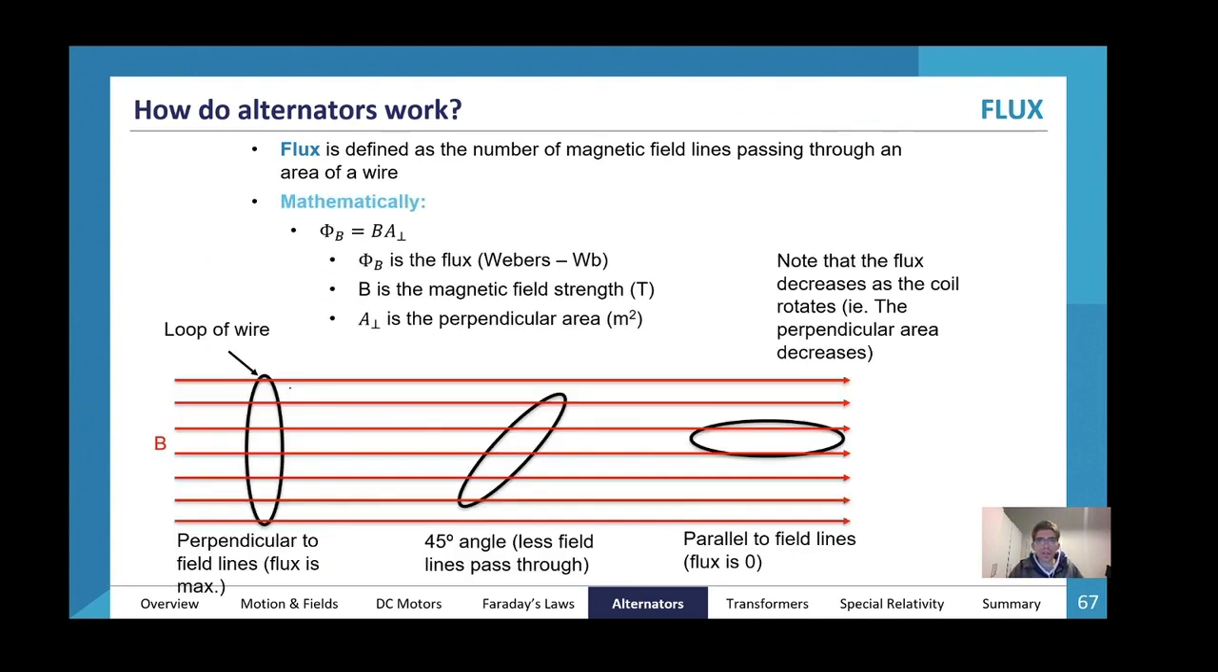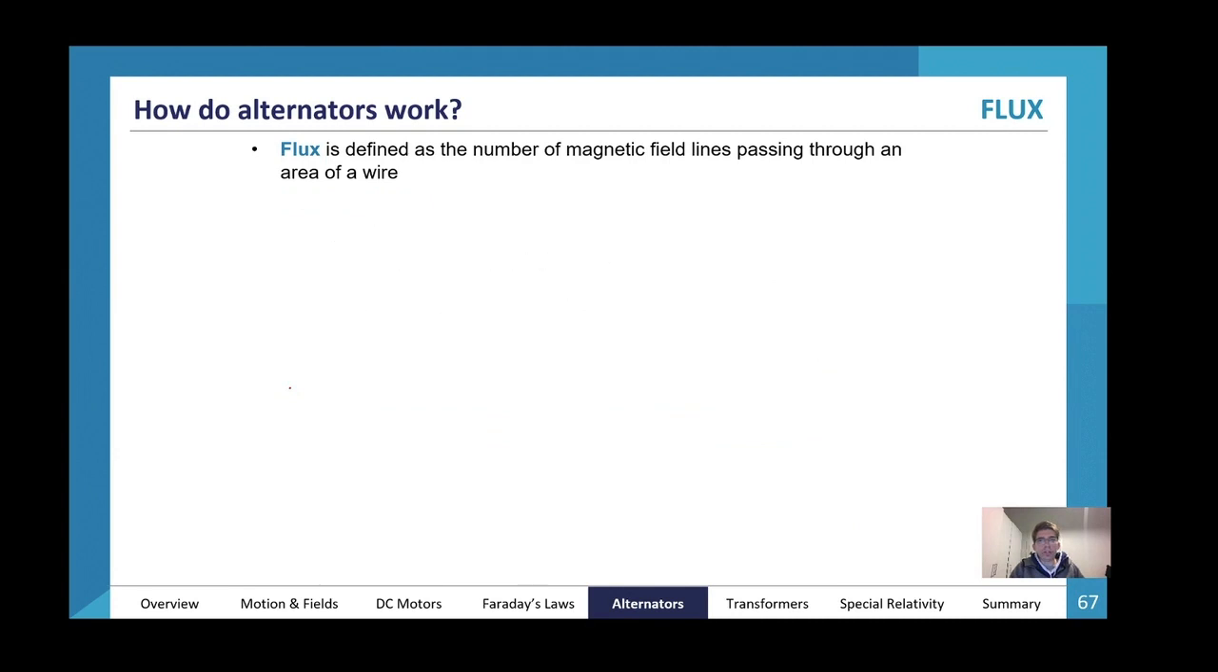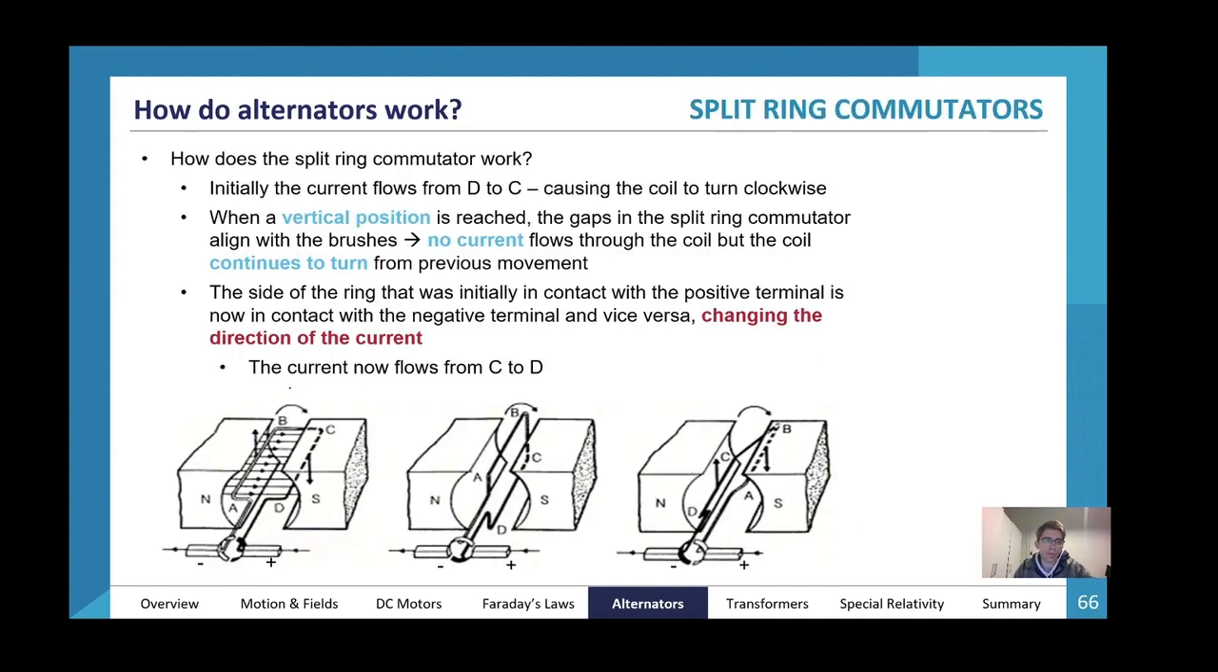Therefore, that's how split ring commutators work.